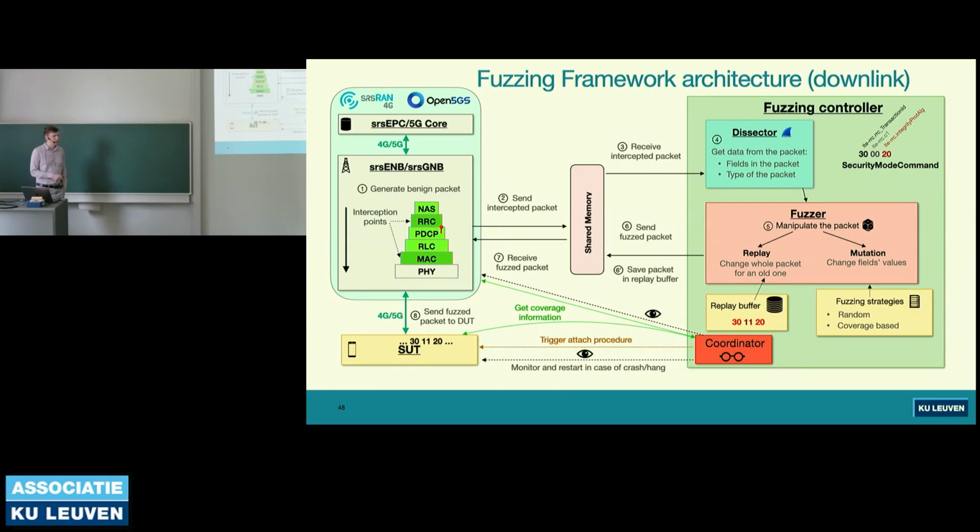And then finally, to trigger the new fuzzing iteration, the coordinator sends the command to the system under test to again try to connect to our network. So yeah, this is basically how the whole fuzzing framework works. Now a couple of details that I want to mention.